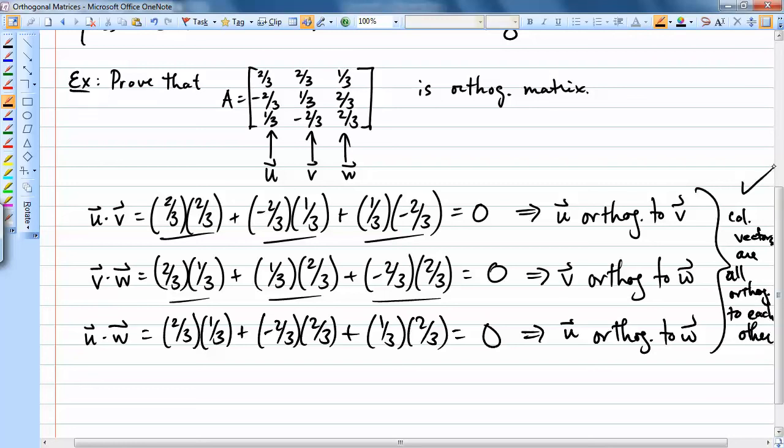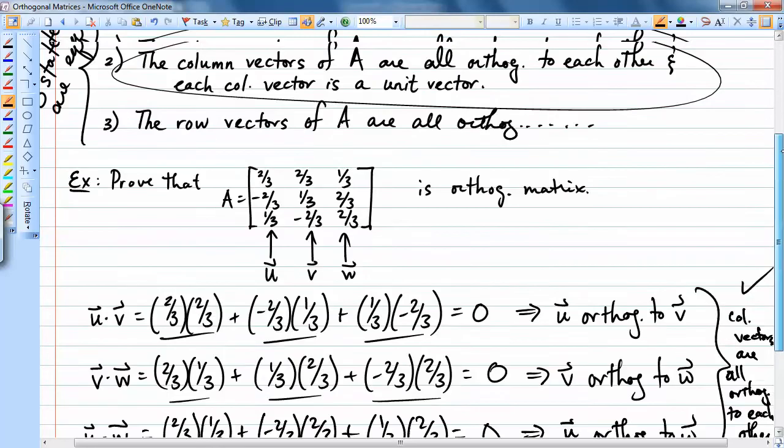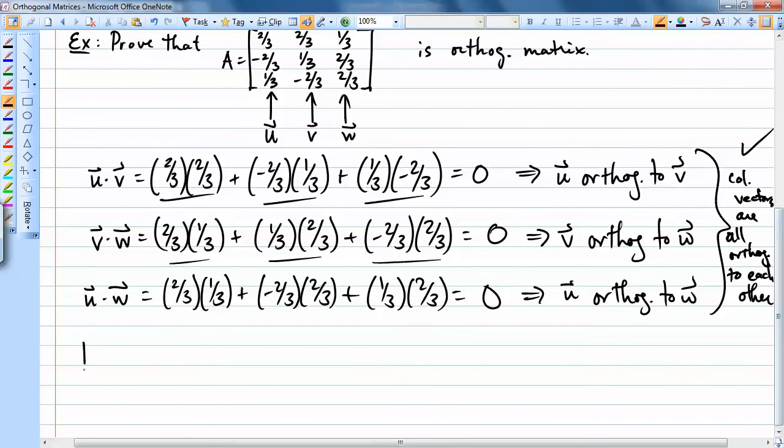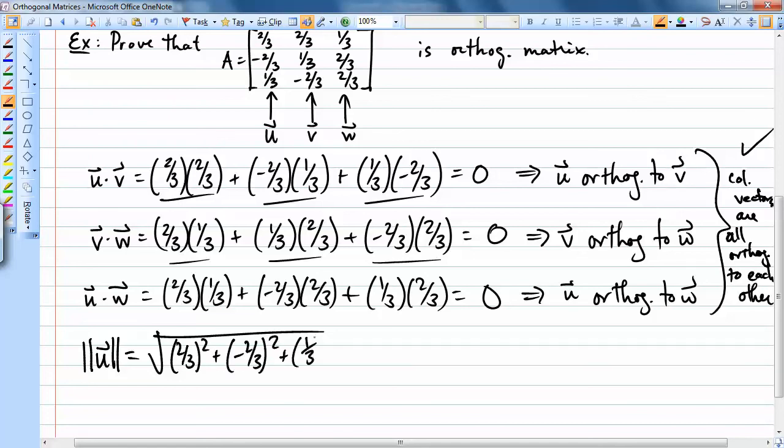So that's half of what we're trying to prove. The other half is to show that each column vector is also a unit vector. Okay, so let's just look at the magnitudes and show that they're all 1. So this one's going to be the square root of (2/3) squared plus (negative 2/3) squared plus (1/3) squared. So that's going to be the square root of 4/9 plus another 4/9 plus 1/9. And so I'm going to get the square root of 9/9, which is 1.